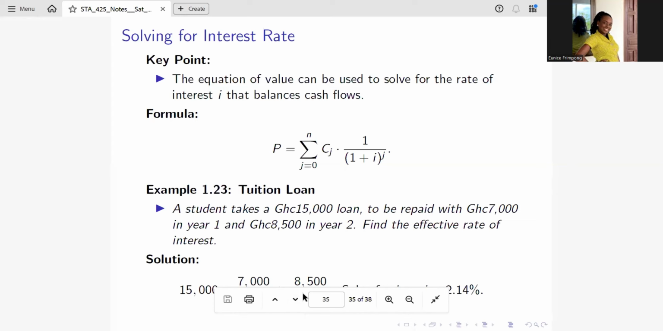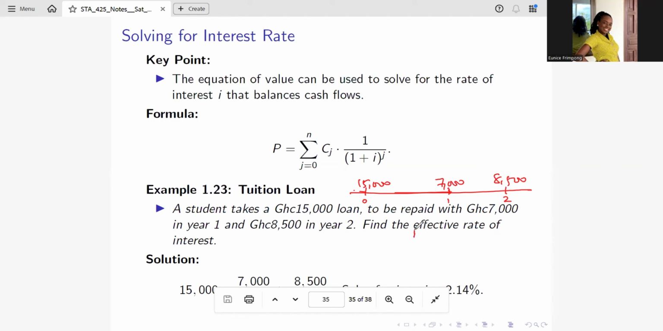So let's say, I'll draw my timeline again. The loan is being taken now, so 15,000 at time 0. You will pay at the end of 1 year, you pay 7,000, a portion of it. Then at the end of year 2, you pay 8,500. What is the effective rate of interest?